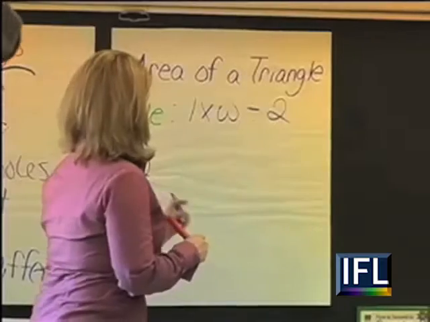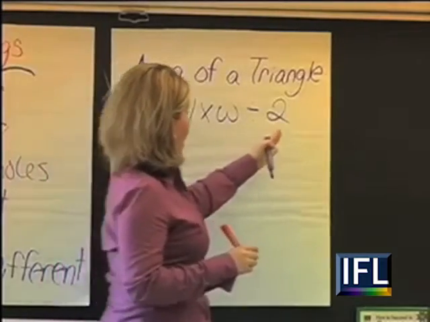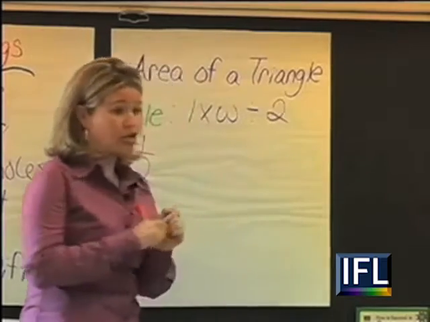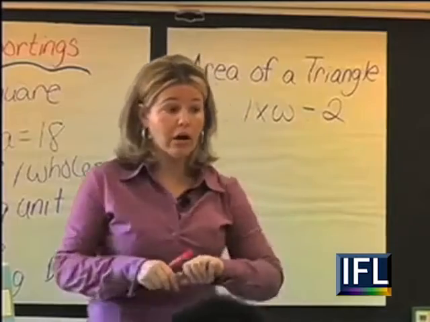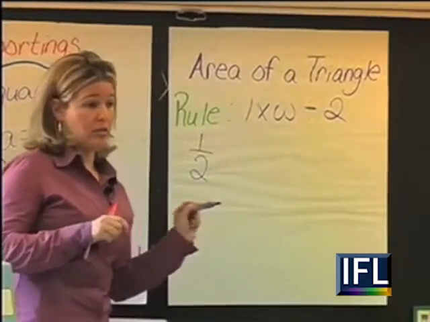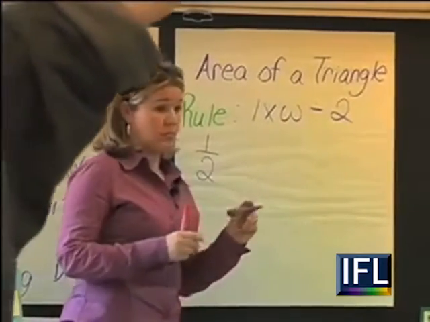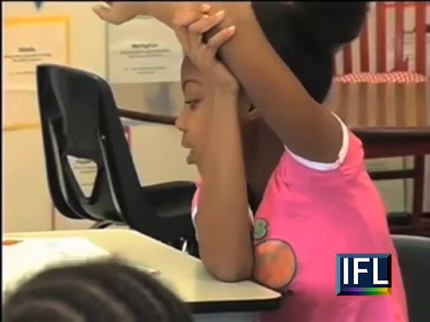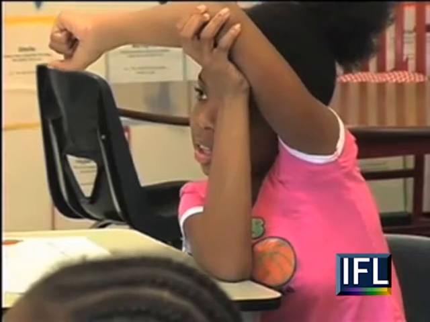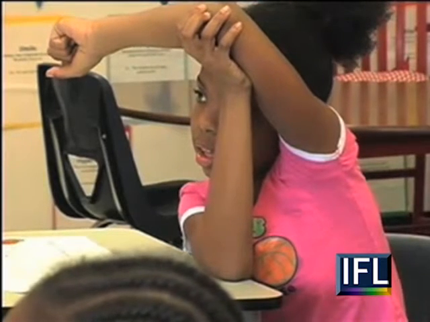Okay. Can someone share with me another way that we could write the same formula to see if it would still work? Patience. Without changing what you're saying. Half of length times width. Is that the same thing? Yeah. Why? How do you know? How can you prove that that's the same thing?